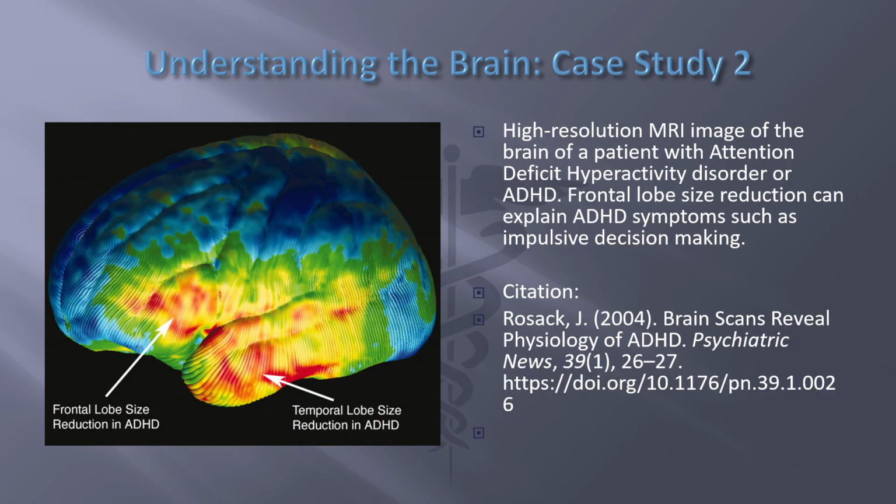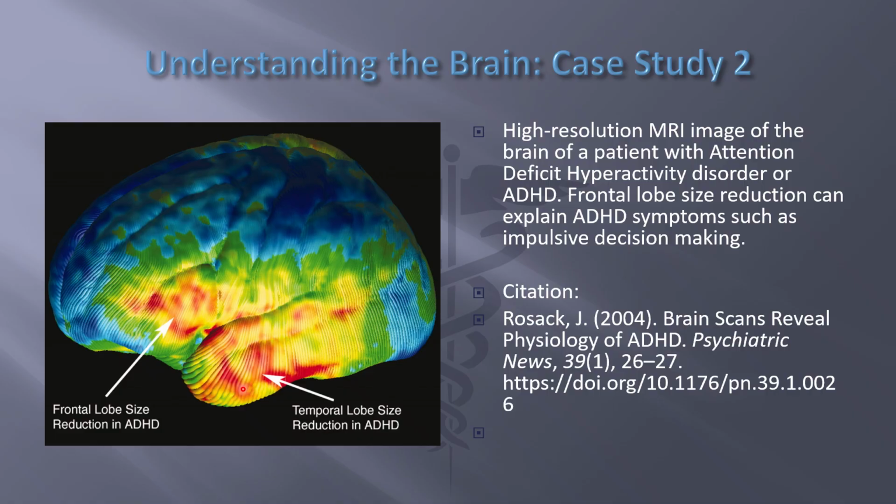Next, we have case study number 2. Here we have a patient who is diagnosed with attention deficit hyperactivity disorder, or also known as ADHD. This patient received a high-resolution MRI scan of their brain, which I provided here on the left. So the scan revealed frontal lobe size reduction and temporal lobe size reduction of their brain.